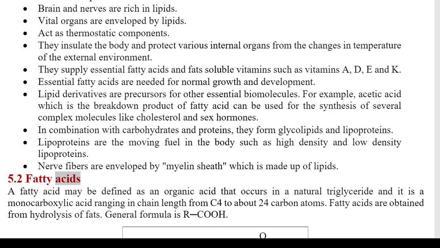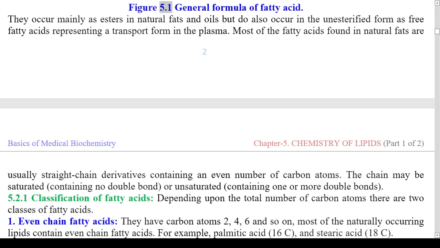5.2 Fatty acids. A fatty acid may be defined as an organic acid that occurs in a natural triglyceride, and it is a monocarboxylic acid ranging in chain length from C4 to about 24 carbon atoms. Fatty acids are obtained from hydrolysis of fats. General formula is RCOOH. Figure 5.1 General formula of fatty acid.